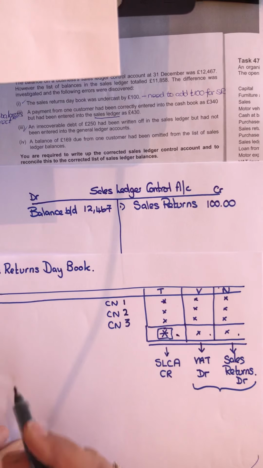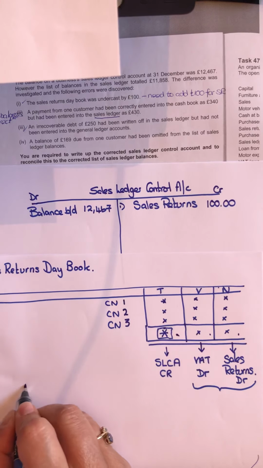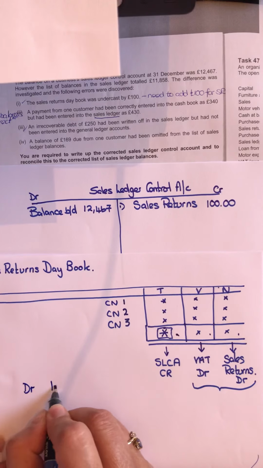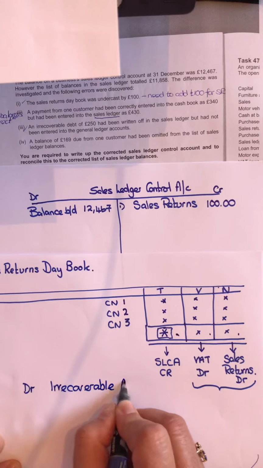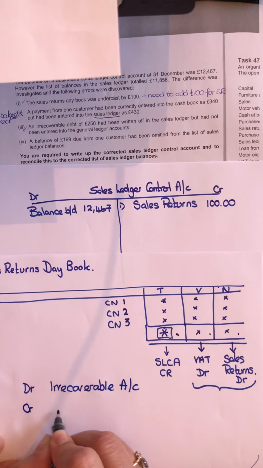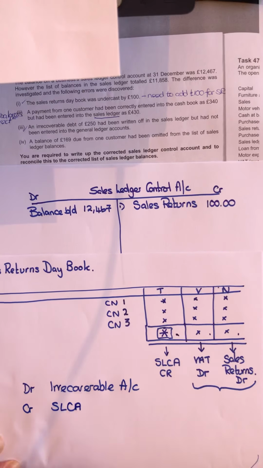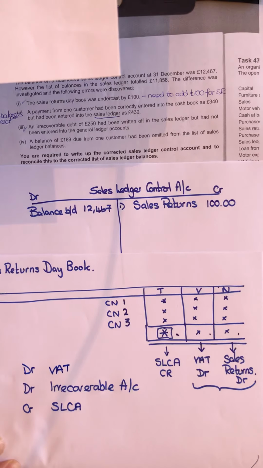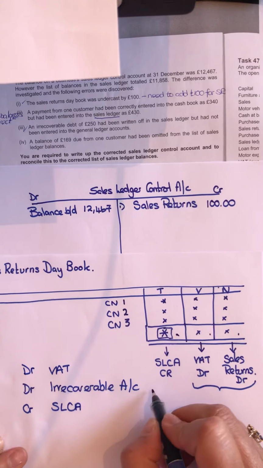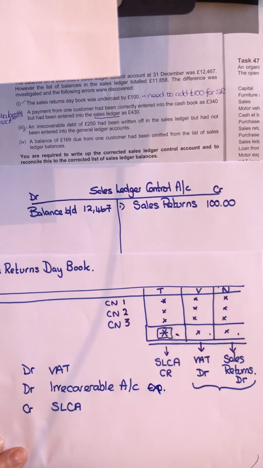Now the double entry for irrecoverable debt is that we always debit the irrecoverable debt account and we credit the sales ledger control account. If there was VAT, we'd also debit the VAT account. We know that we're going to debit the irrecoverable account because that's an expense account. And Dear Clip tells us that when we put figures into an expense account, they're always on the debit side.